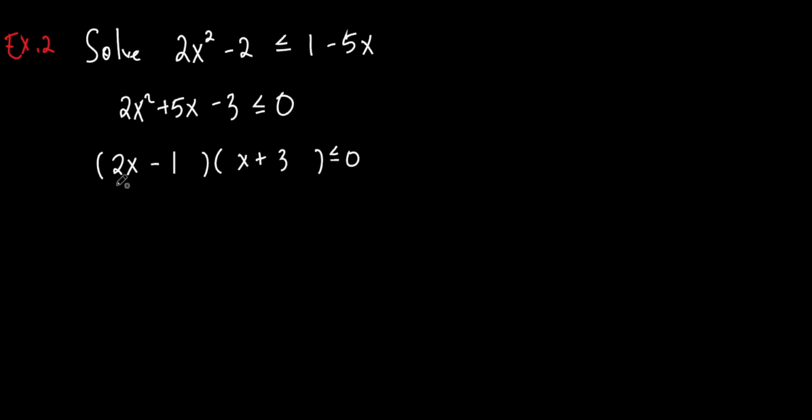2x times x is 2x squared. Then I got a plus 6x minus 1x is a plus 5x. And then that's a minus 3. Yep, it works, doesn't it? All right. I just didn't go through all the steps, but that's what it is.